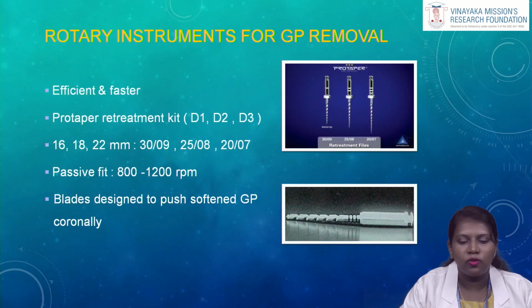Rotary instruments for removal of GP. It is an easier and faster method to remove the GP, and we have the ProTaper retreatment kit, which has D1, D2, D3 tips with lengths of 16, 18, 22 millimeters and tapers of 9, 8 and 7. They have a passive fit and run at around 800 to 1200 RPM, and the blades were designed to push the softened GP coronally.